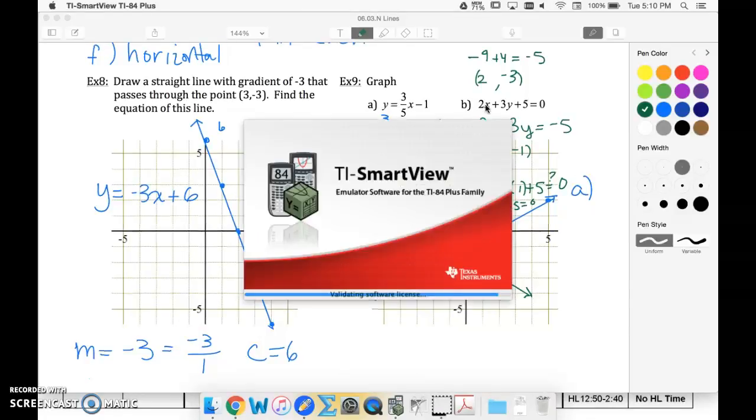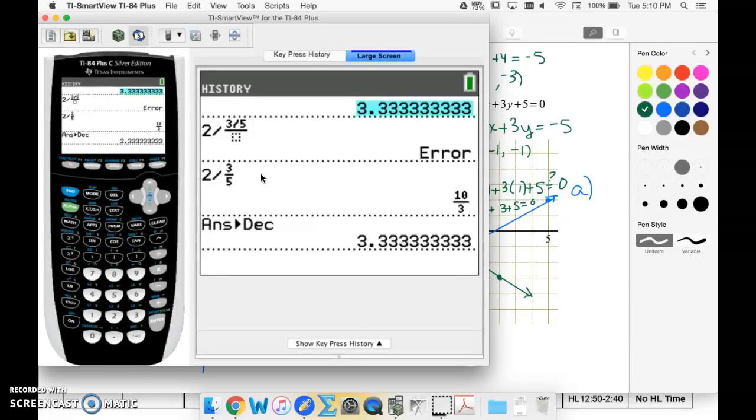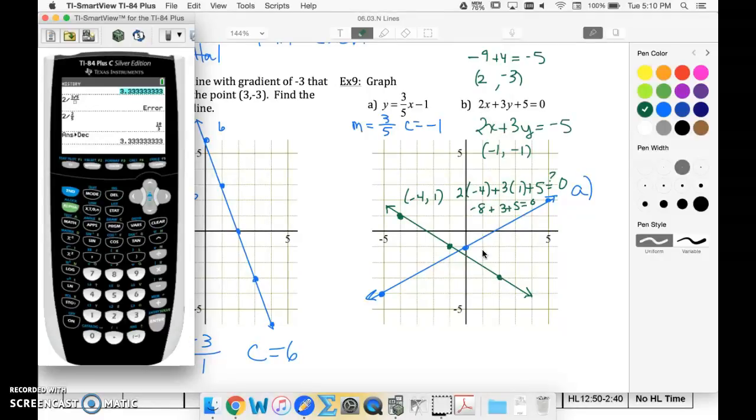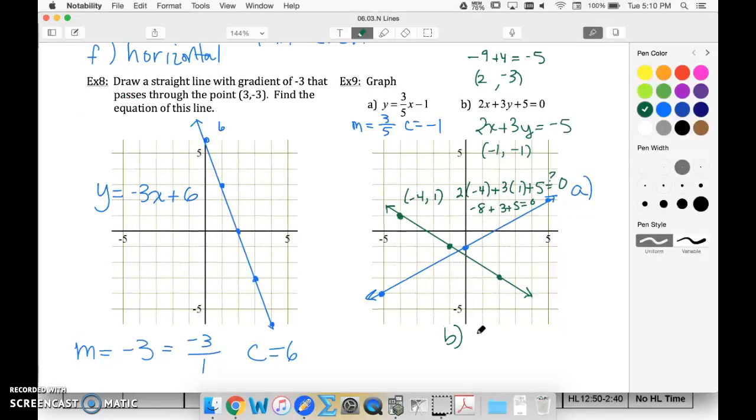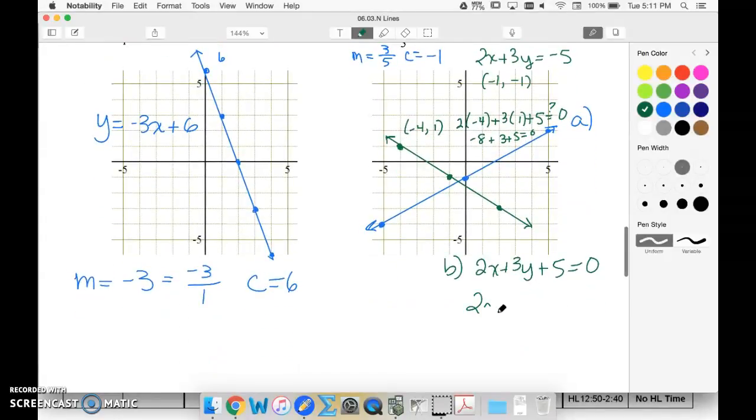So the other thing that I could have done to graph this line was I could have gotten it into y equals form in my shortest possible way. So looking at B, I've got 2x plus 3y plus 5 equals 0. So I'm going to move my 3y over to the right. 2x plus 5 equals -3y. Now I'm going to divide everything by -3. 2x plus 5, whole thing divided by -3 equals y.